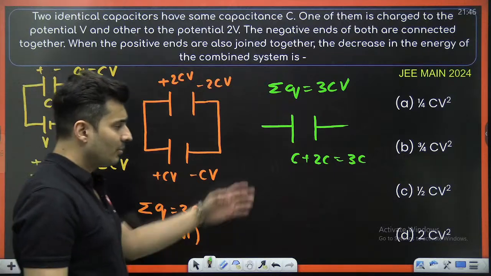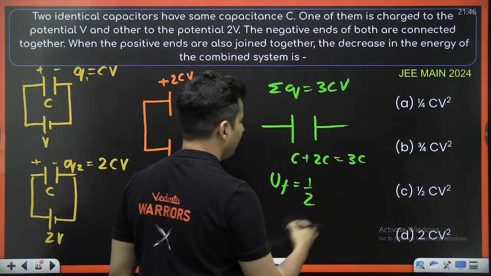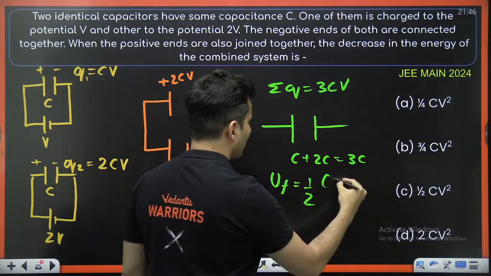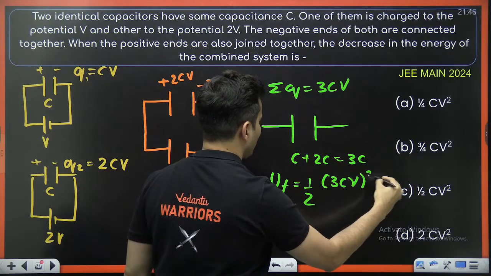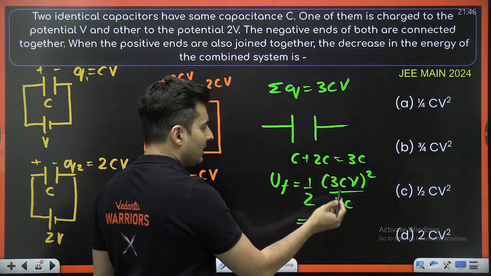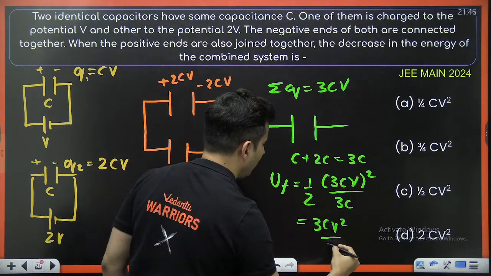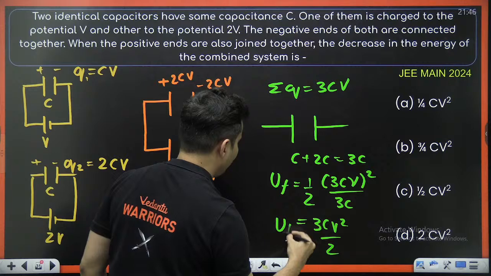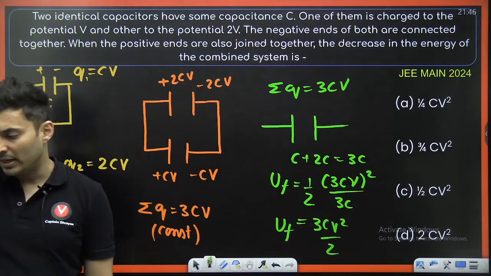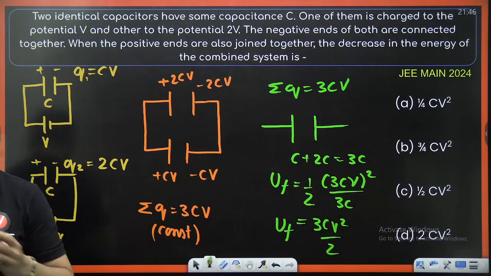Is that right? Perfect. Now what will be the energy? The energy will be half Q square by C. So 3CV whole square by capacitance, which is 3C. 3C will get cancelled, 3 will remain. So 3CV square by 2. That is the final energy. 3CV square by 2 is the final energy. Just check this out. Yes, perfect.